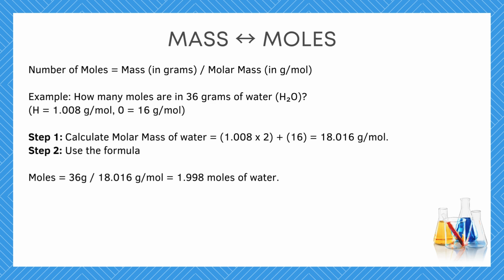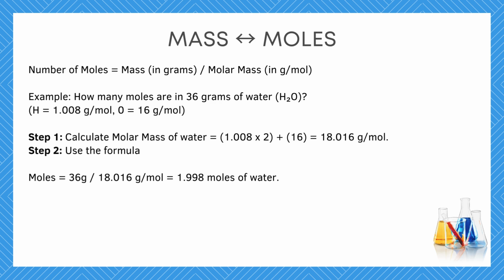Now, that's not the only thing we can do. We can convert from mass to moles. Let's see how to do that. There is this formula that we can use. The formula says the number of moles is equal to the mass of a substance in grams divided by the molar mass in grams per mole. Now, look at this example. How many moles are there in 36 grams of water? That's the question they're asking us.